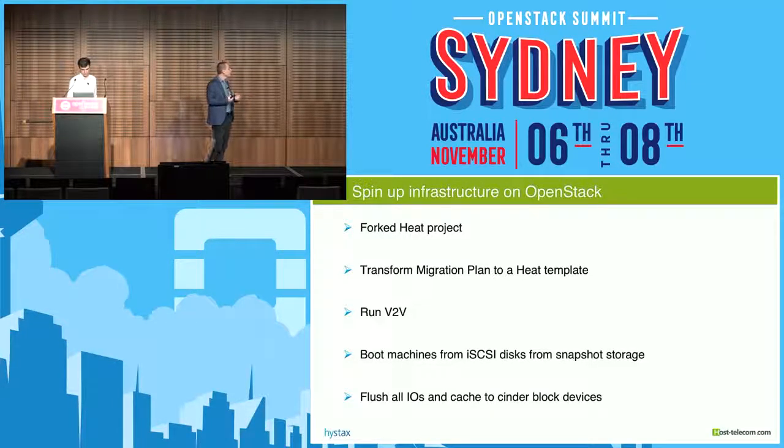So when we execute this Heat template, we automatically run the V2V process for each of the virtual machines. We create iSCSI disks in object storage where we store snapshots, and we also create regular Cinder volumes here.